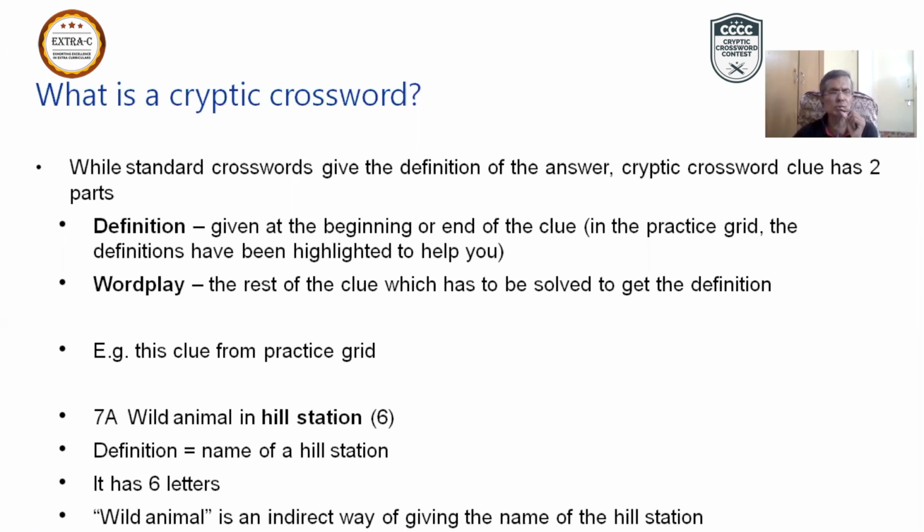The rest of the clue is what we call the wordplay, which helps you to identify what the answer is. For example, if you take this clue from the practice grid, 7 across, wild animal in hill station, the definition which has been highlighted is the name of a hill station. And the number 6 indicates that it has 6 letters. Now, what is wild animal? Wild animal is the wordplay or the indirect clue to identify the name of the hill station. Now, how do you get the name of a hill station from wild animal? That is what we will find out.